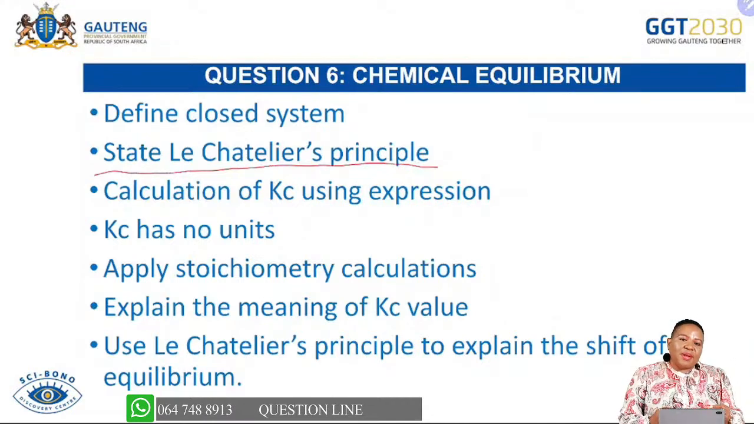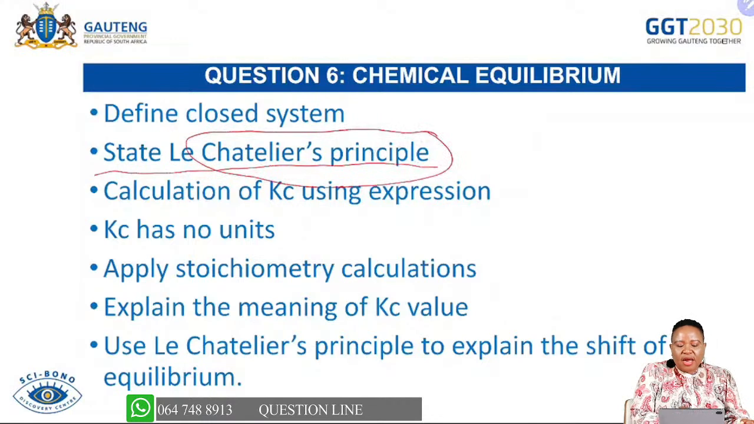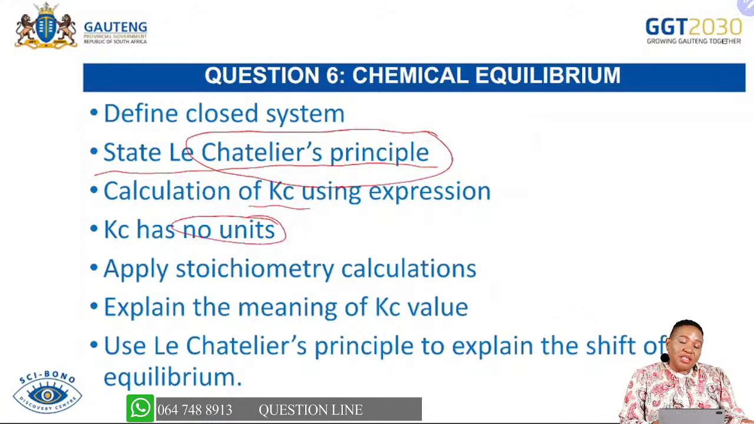It's the way the examiner also wants you to define a specific concept. So definitely we need to make sure that we define Le Chatelier's principle correctly. This is where we are also going to do the Kc calculations. And I'm saying that we are not going to put units for our Kc calculations. It's not that Kc doesn't have units, but we are not going to put units for the various reasons that we are using for these calculations.